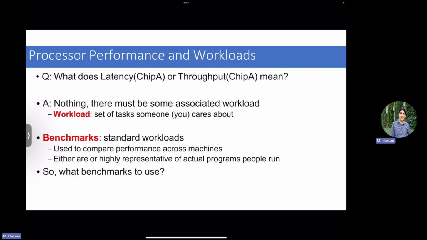And they are synthetic. What does it mean to be synthetic? Someone sits down, an engineer or an architect, and tries to write a program that is targeting a particular feature in the hardware, right? For example, if I'm trying to test how my memory operates on a random operation, I will write a pointer chasing application. You know what is a pointer chasing application?